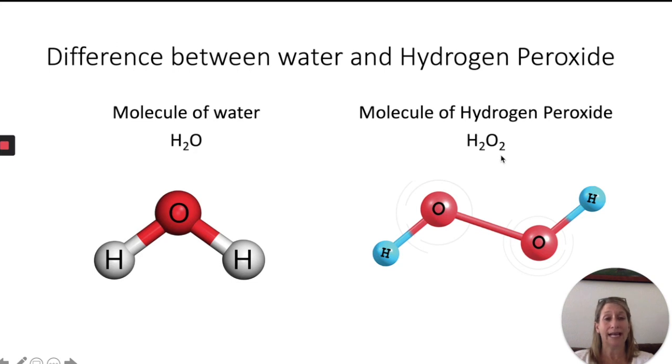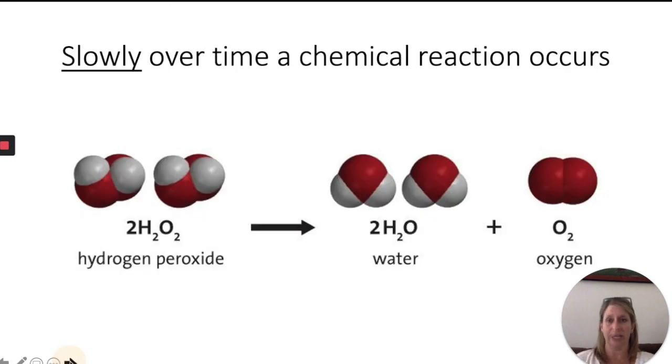That one extra oxygen atom makes a huge difference. Water we drink, we need it to survive. Hydrogen peroxide is used as like a disinfectant. Okay, so that's the difference between hydrogen peroxide and water. That's important to know because it's part of our chemical reaction today.